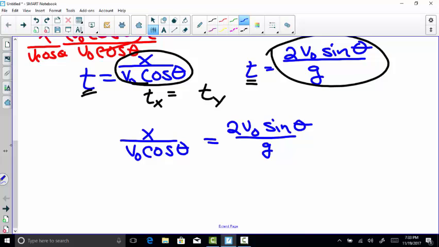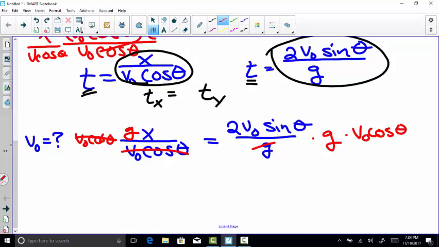And in case we forgot, what we're trying to solve for is v initial. So somehow I have to take this equation now and do some really fun algebra. First off, I'm going to multiply both sides by g to get rid of that, and so this will be gx. Then I'm going to multiply both sides by v initial cosine of theta, which would cancel that, and I'm going to multiply this side by v initial cosine of theta.